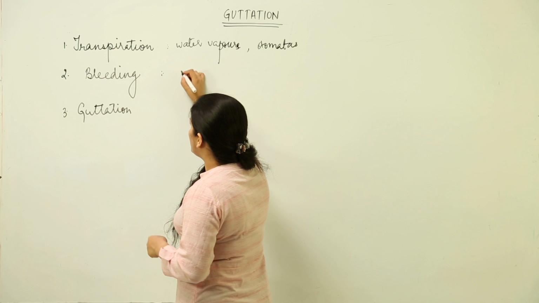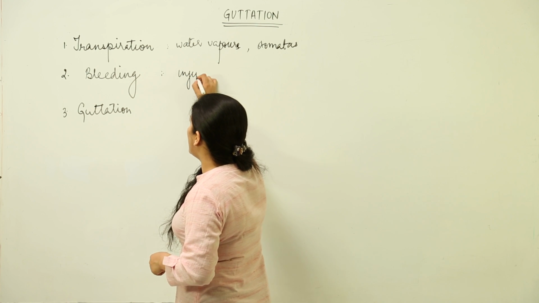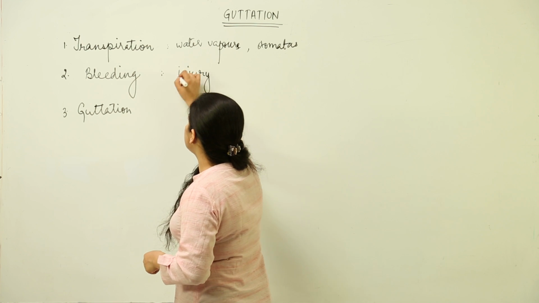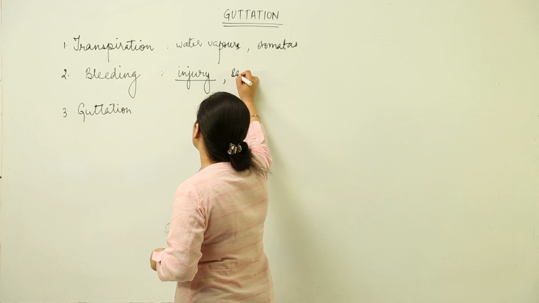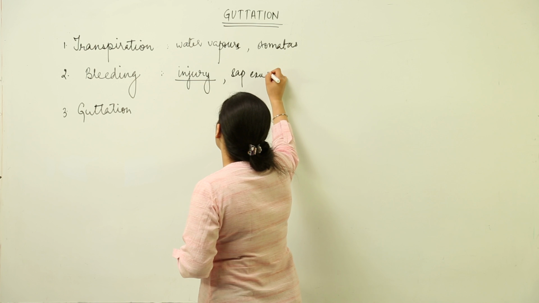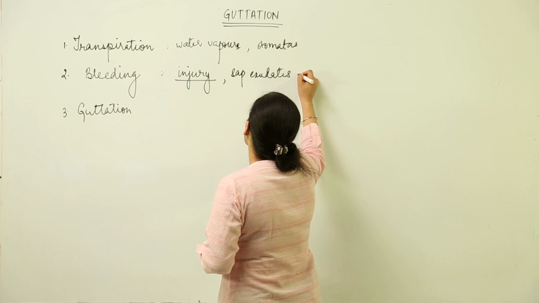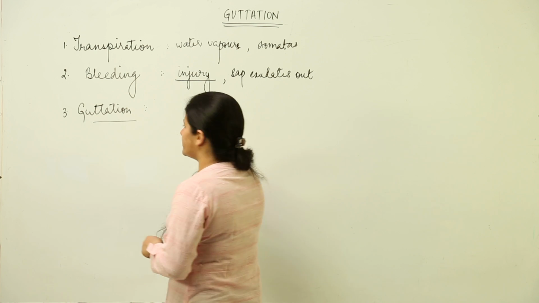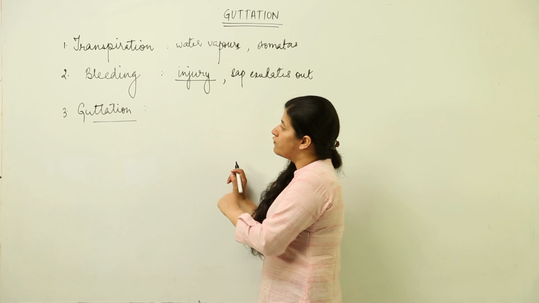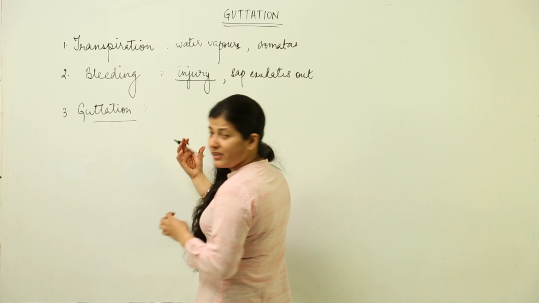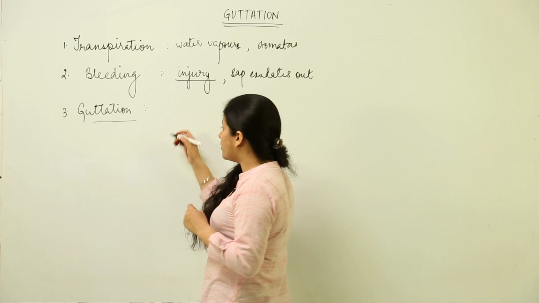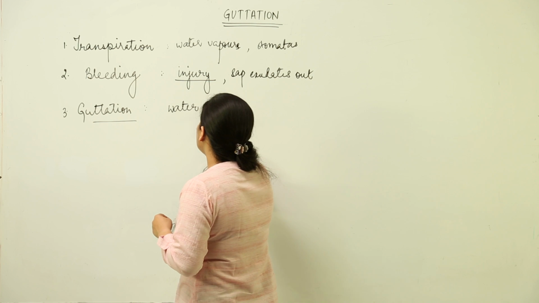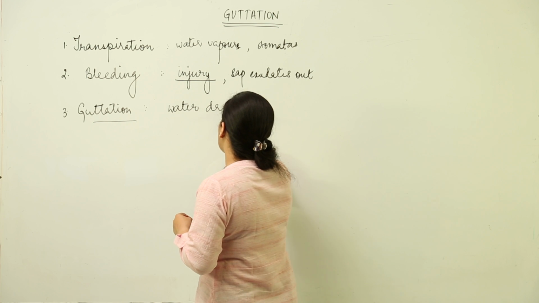Bleeding is the case where the plant tissue or the plant part undergoes an injury and the sap exudes out from the injured part. And last one is guttation, that is our topic of study in this lesson, which involves the giving out or the exudation of water in liquid form. That means you're going to find water droplets.